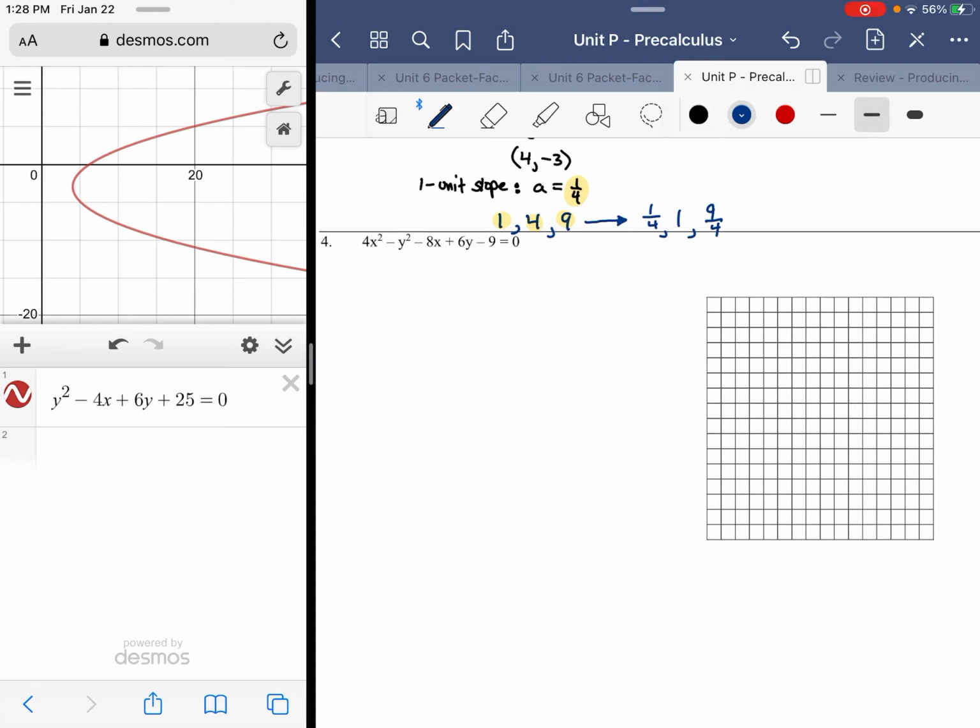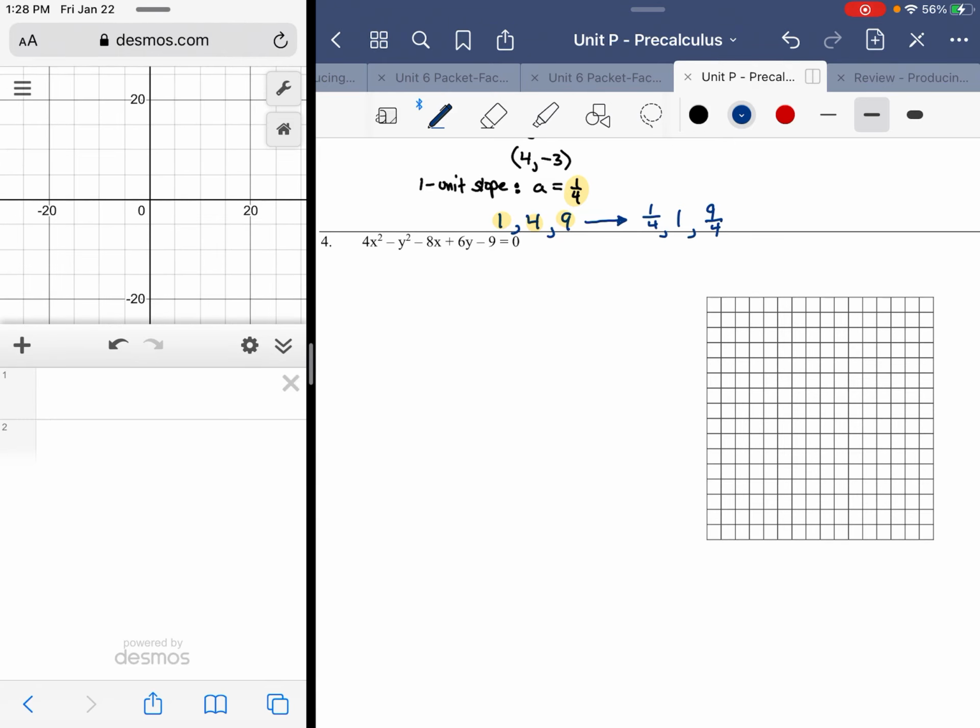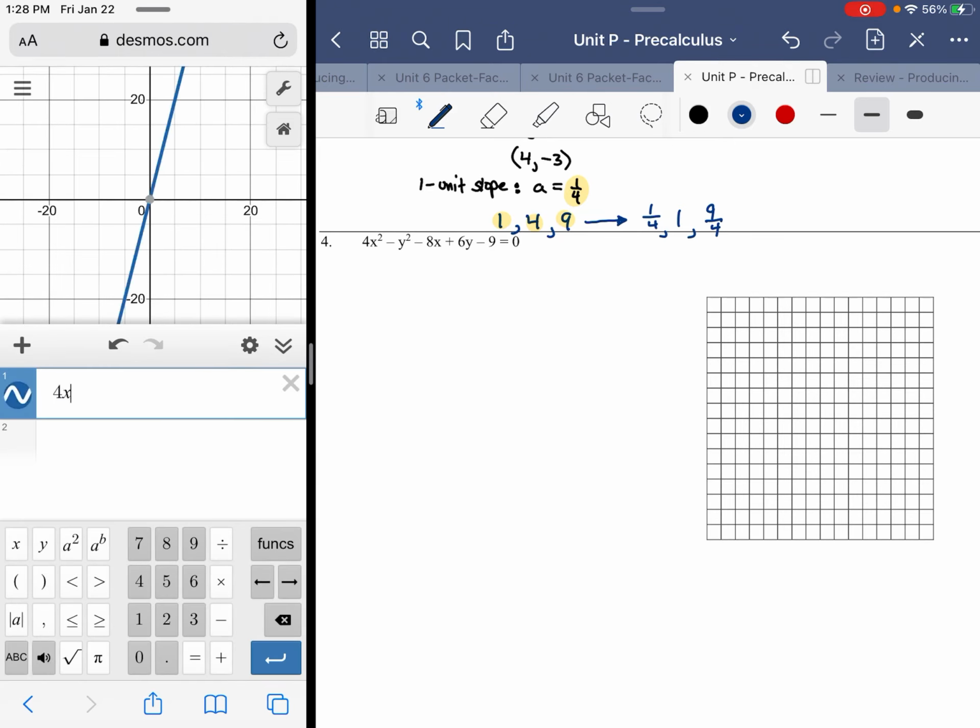All right. So the next one, like, you know, in the same vein of using technology, type in your original function.